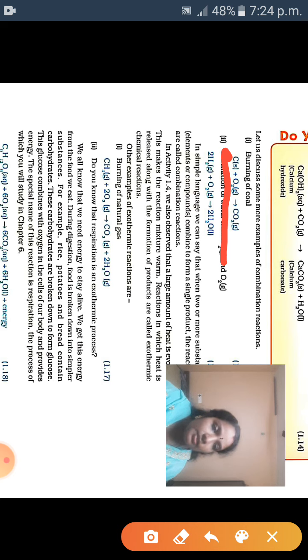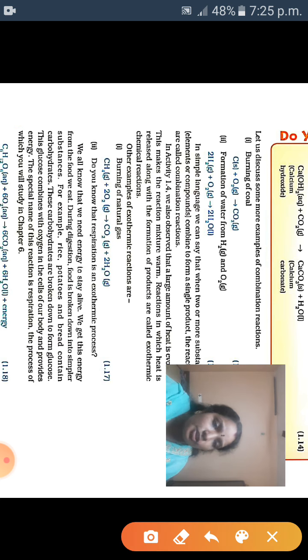These two combine to form carbon dioxide. C plus O2. These two are combined to form CO2, carbon dioxide. This carbon dioxide is the product. In this equation also, two reactants are combined to form only a single product.